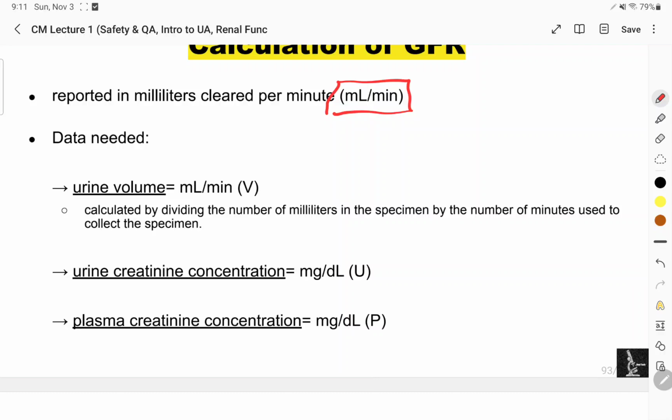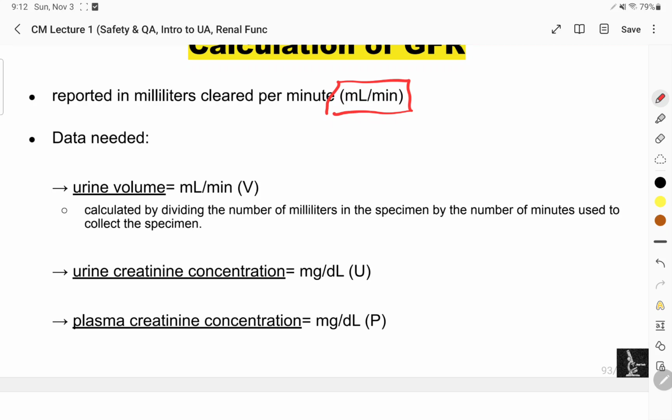What you will do is look at the amount of urine given to you and convert it to ml. So, for example, one liter, how many ml is that? 1,000. Okay? So, in order for you to get the urine volume, you have to divide the urine volume in ml by the number of minutes that it was collected.